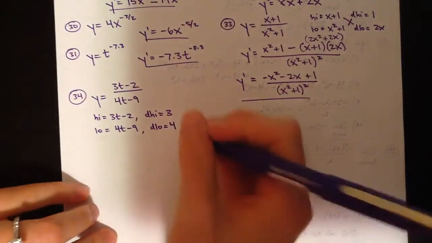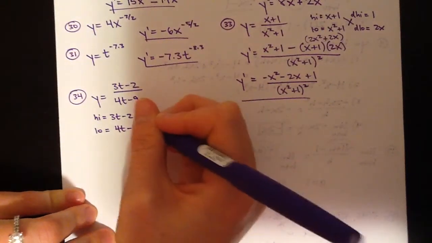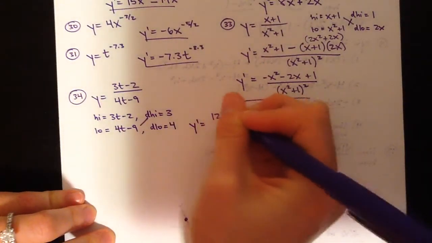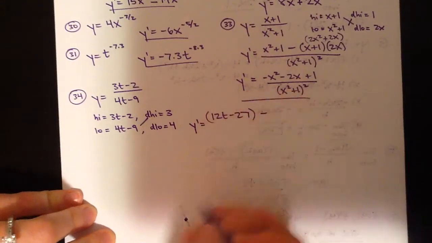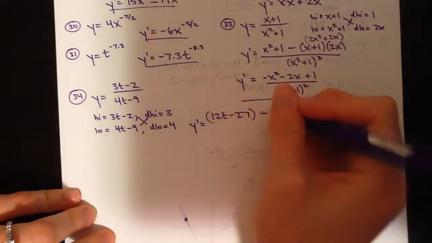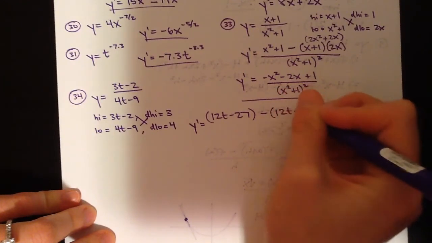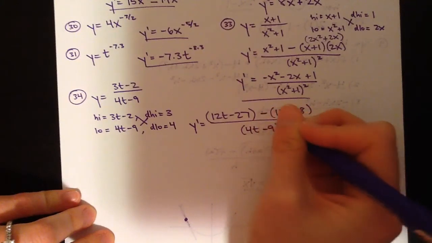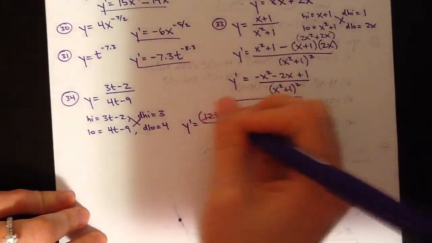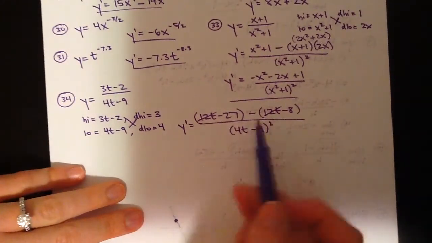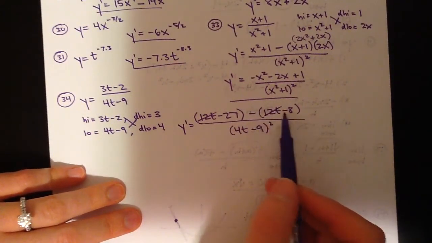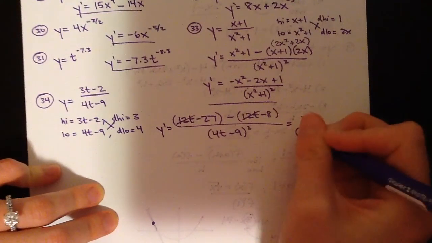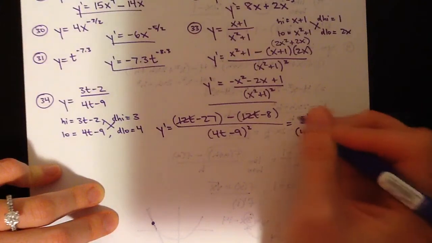Okay, so set up my derivative. Y prime equals low d high, so I can actually just distribute that 3, and I get a 12t minus 27, and then minus high d low, again, just distribute the 4, and I get a 12t minus 8, and then all of that over low, so the quantity 4t minus 9 quantity squared. So simplify this up. The 12 t's actually end up canceling. And then I have a negative 27 minus negative 8, so plus 8. So what I end up with is a negative 19, and then over the quantity 4t minus 9 squared.